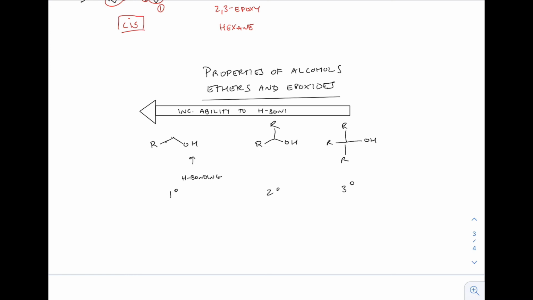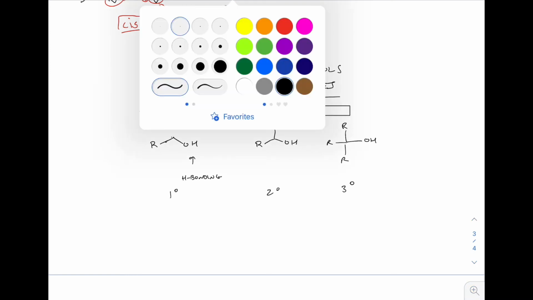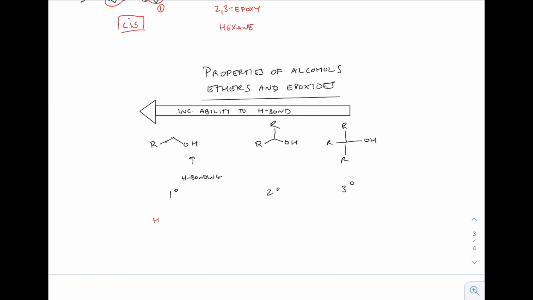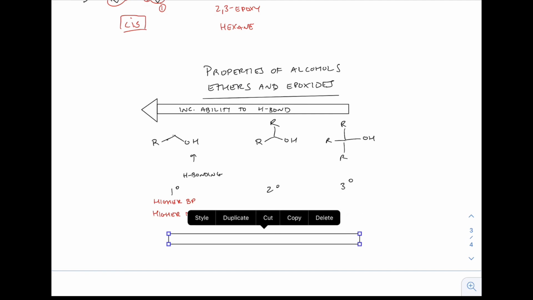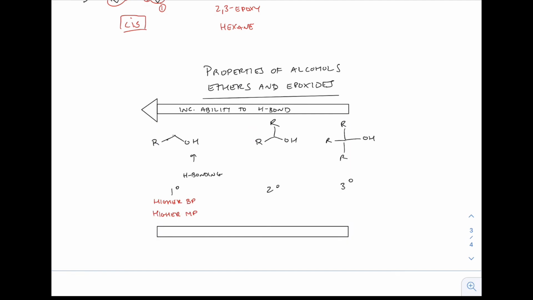So as we go from right to left, we have an increased ability to hydrogen bond. And so remember, if you're comparing the same number of carbons with less sterics or more sterics, then you are taking into account only the hydrogen bonding ability to determine the boiling point or melting point, because that's going to be the strongest intermolecular force. Now, in this case, the primary, having less sterics, has a higher boiling point and melting point because it has a better ability to hydrogen bond.